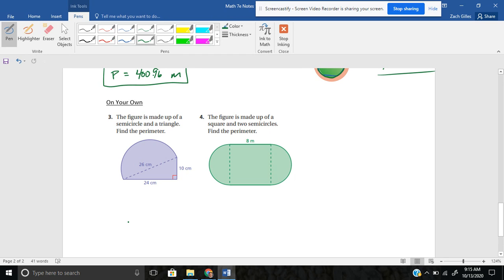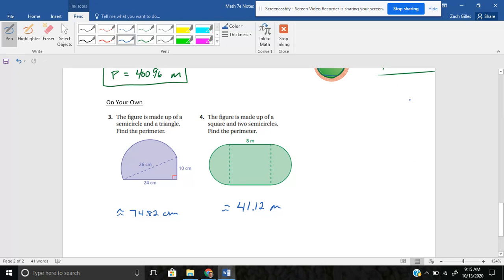Okay, for number 3, 24 plus 10 plus this semicircle region should give you about 74.82 centimeters. And for number 4, you should arrive at 41.12, 41 and 12 hundredths meters. And that's about right. We're getting close to the nearest hundredth.